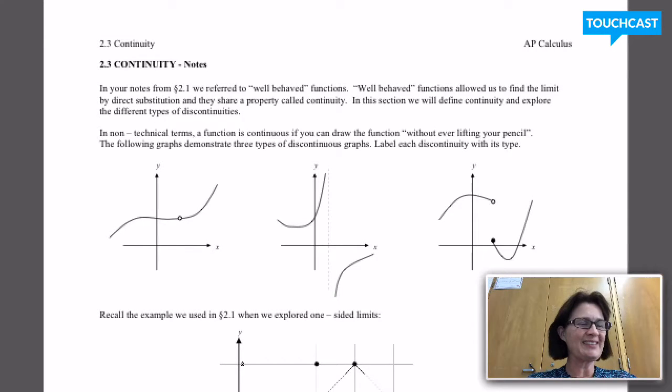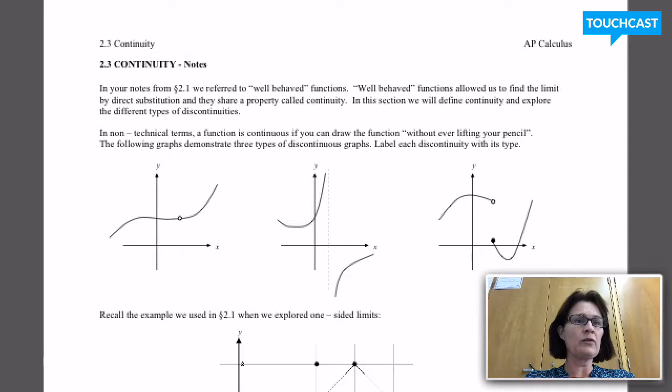Going to turn our attention in section 2.3 to continuity. What does it mean for a function to be continuous? We talked a little bit in 2.1 and 2.2 about functions that were well behaved, and we said we're going to formalize that a little more later. So here's one quality of well-behaved functions. They are continuous. That means, informally, you could draw a continuous function without picking up your pencil.